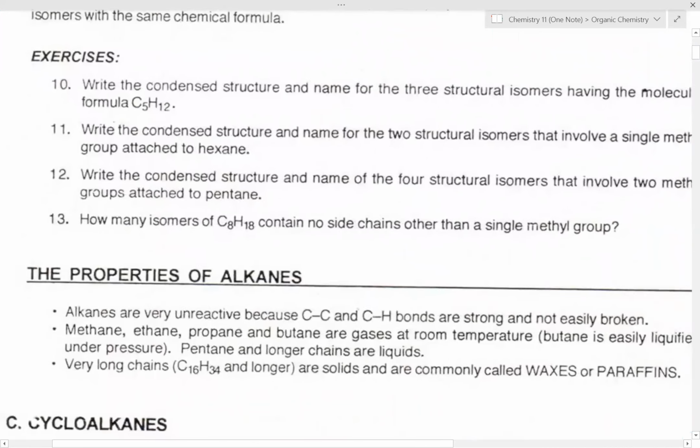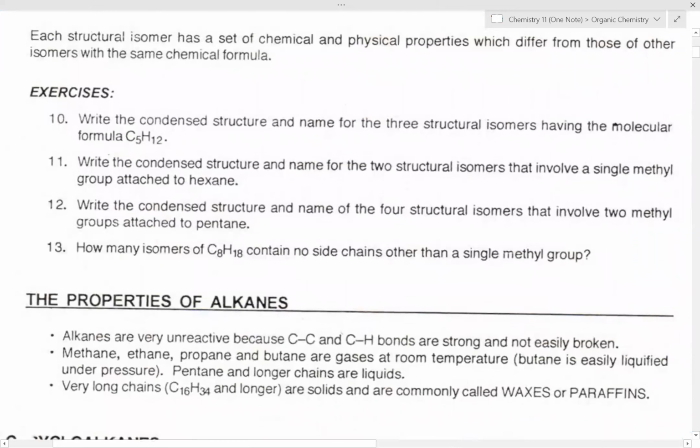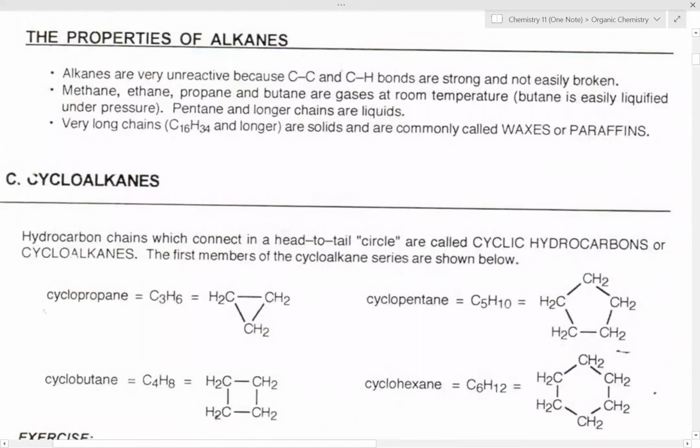Now, when we talk about alkanes, one thing is this: methane, ethane, propane, and butane are gases at room temperature. Butane is easily liquefied under pressure. Pentane and longer chains are liquids. This is why propane for your barbecue, and butane, which is usually a gas, is a liquid, because it's under high pressure.